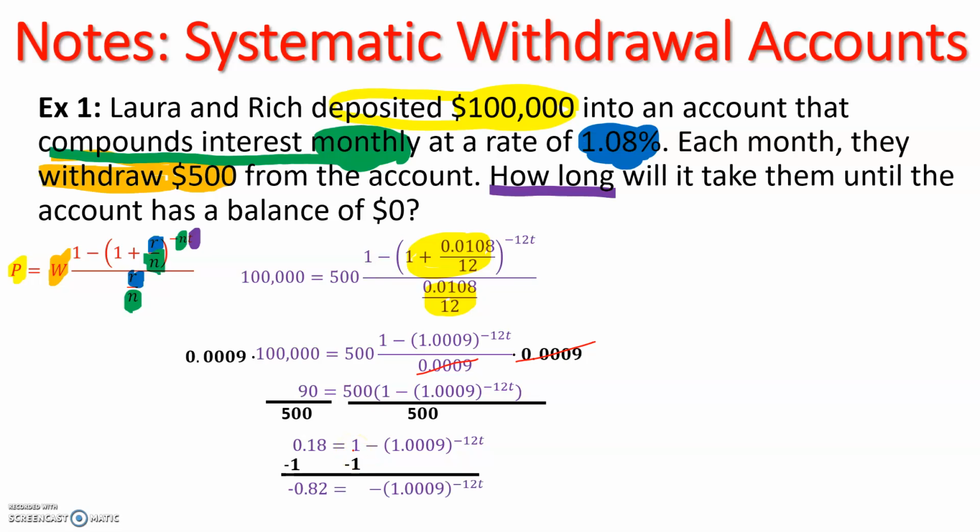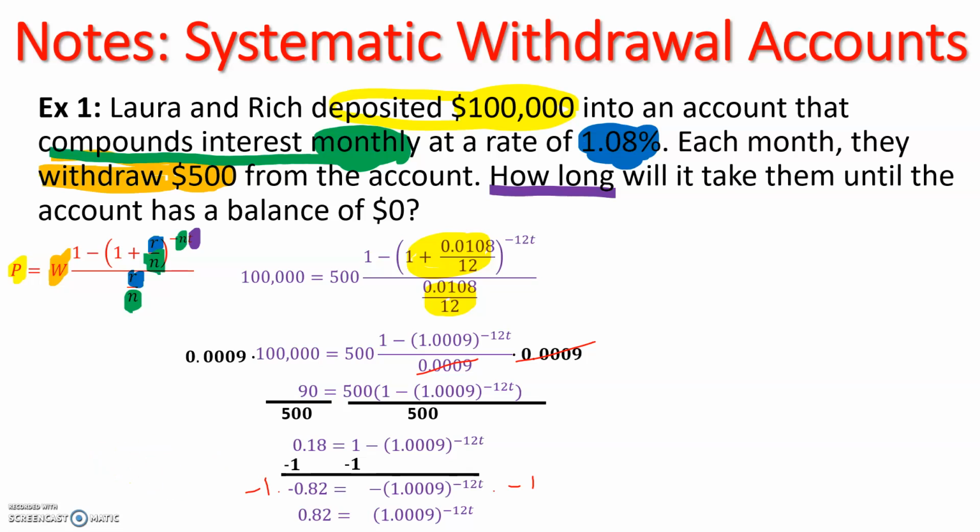That gives me negative 0.82 is equal to negative 1.0009 to the power of negative 12t. Now because both of these are negative, I'm going to multiply both sides by -1, and that's going to remove the negatives from both sides of the equation. So now I have 0.82 is equal to 1.0009 to the power of -12t.